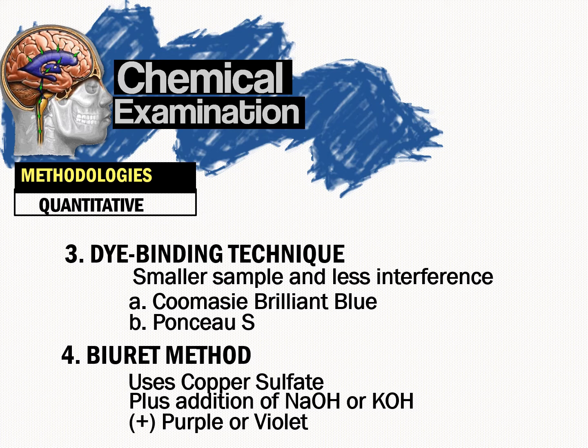This is easy and rapid to perform. We have 2 dyes: Coomassie Brilliant Blue G250, which has the same principle as our reagent strip, the protein error of indicator, and we also have Ponceau S.